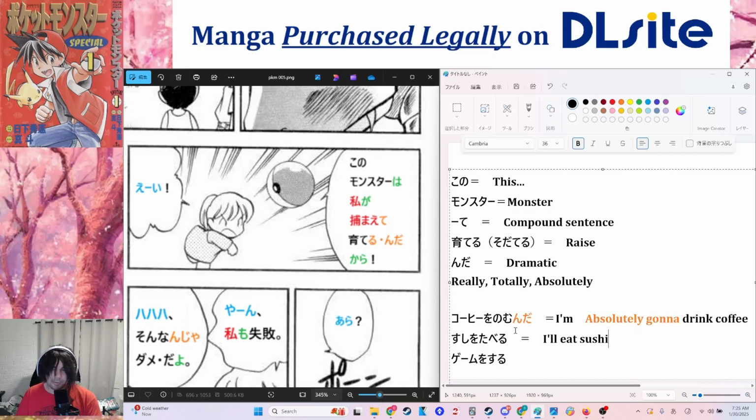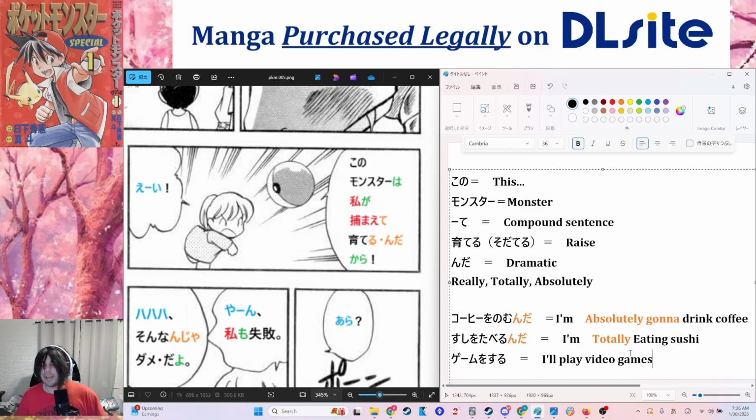Sushi o taberu, I'll eat sushi. If we want to make it more emphatic, sushi o taberunda, I'm totally eating sushi, okay? No matter what happens, I'm going to have some sushi, and I'm very excited about it. Now, I would never make this sentence because sushi is disgusting. But, you know, if you're a weirdo out there who likes to eat sushi, you could totally say something like this.